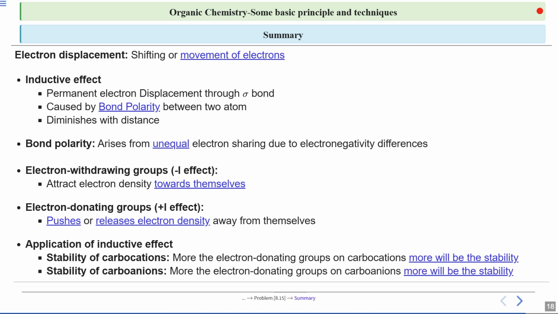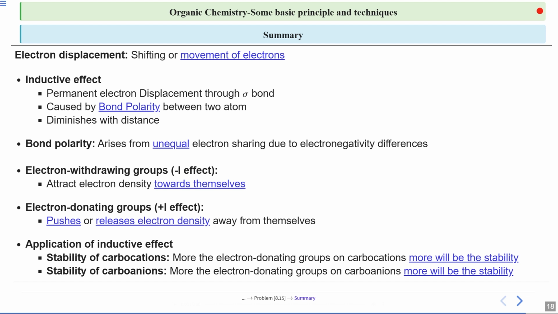The second application that we talked about was carbanion. The opposite is true here. If you have more electron donating species on the carbanion, they will destabilize the carbanion. But if you attach an electron withdrawing group onto the carbanion, it will remove the burden from the carbon containing the negative charge and hence stabilize it.